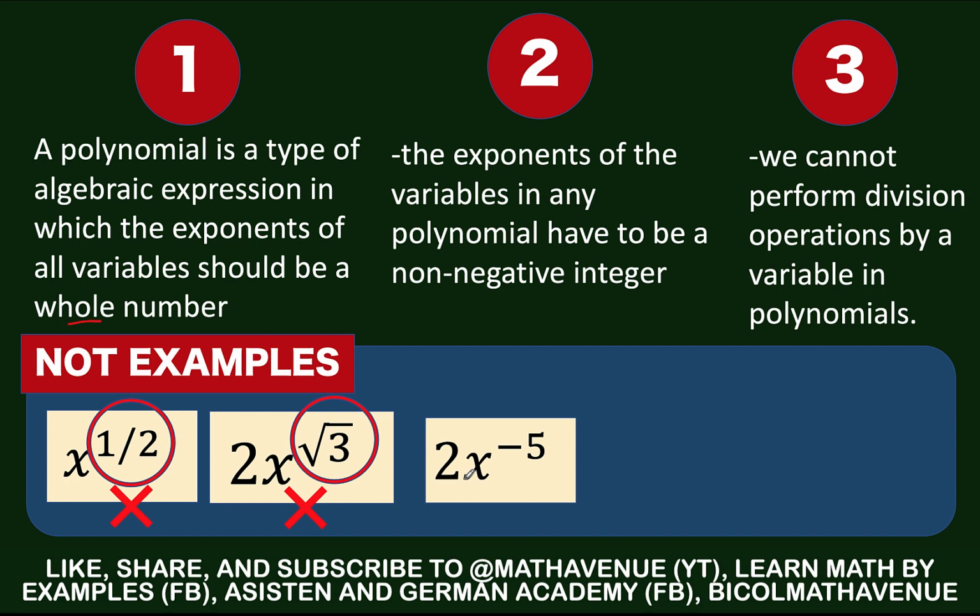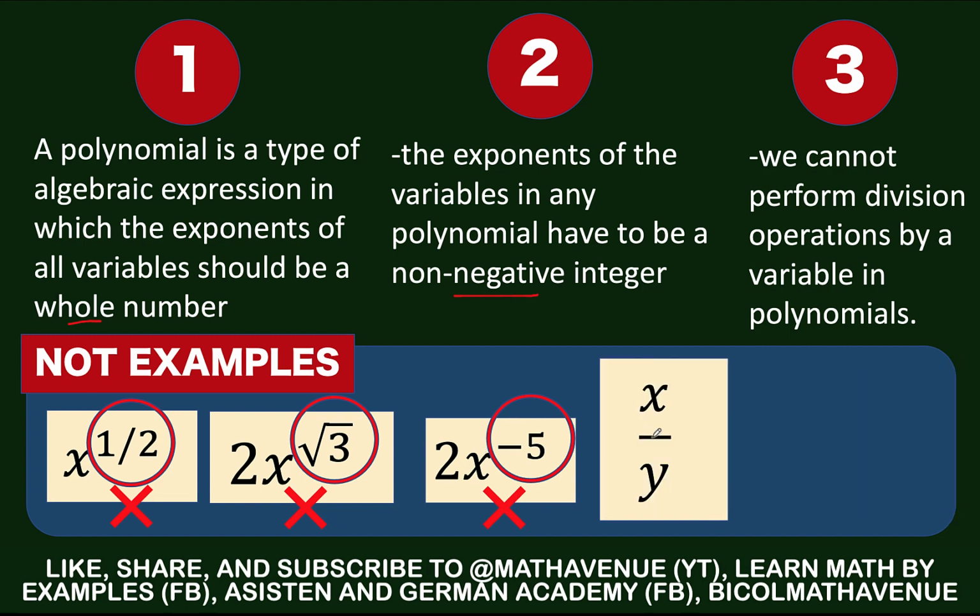Next, 2x raised to negative 5. Again, this is not a polynomial because we have a negative exponent. We want the exponent to always be positive in order to have polynomials. Next, x over y, and again, this is not a polynomial.